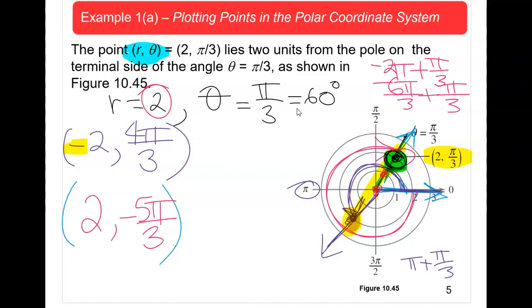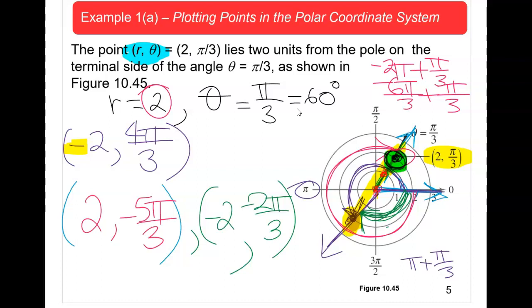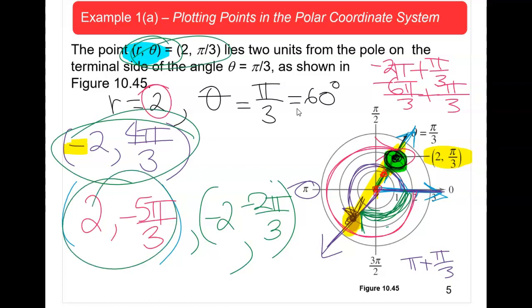So there are many ways that we could do this. I'll explain one more, a negative angle. Now I'm marking it with green. And that negative angle could be negative 2 pi over 3. And the radius will have to be negative 2. So there we go. We have 1, 2, 3, 4 different ways to graph the same point.